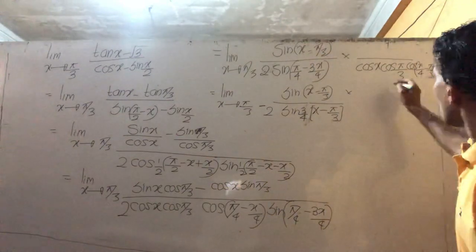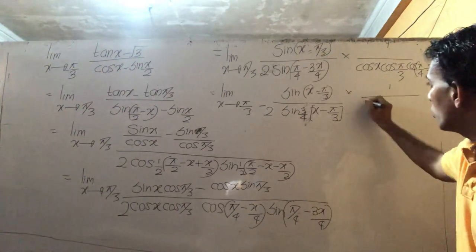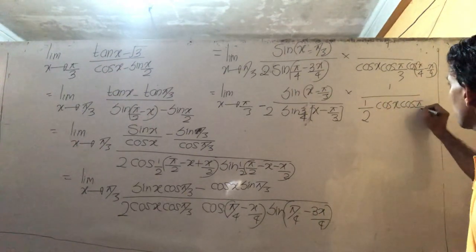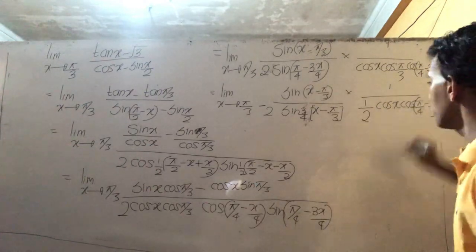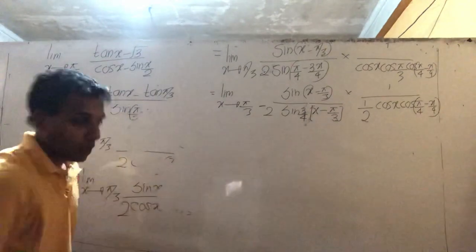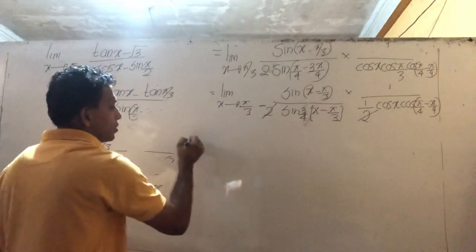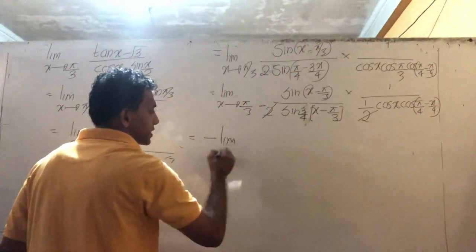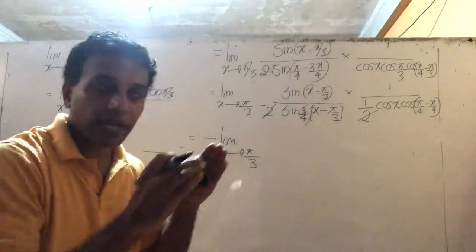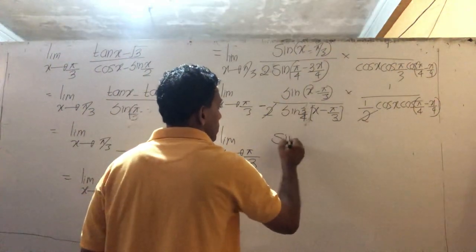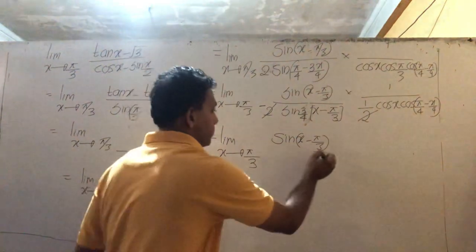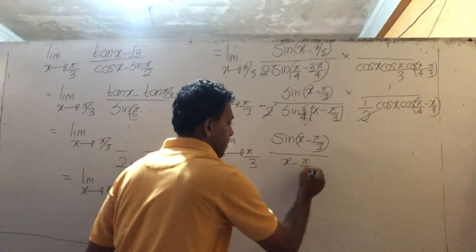And into 1 over, I write the value, cos pi by 3 is half, and 2 cos x, cos of pi by 4 minus x over 4. Okay. Now see what happened. These two cancel, so there's a minus in the answer. Limit x tends to pi by 3. Now I change once again to the sine theta over theta pattern: sine of x minus pi by 3 over theta, x minus pi by 3, okay.